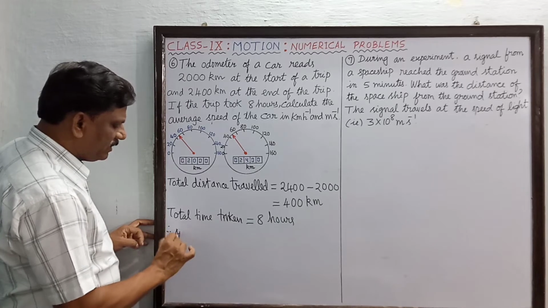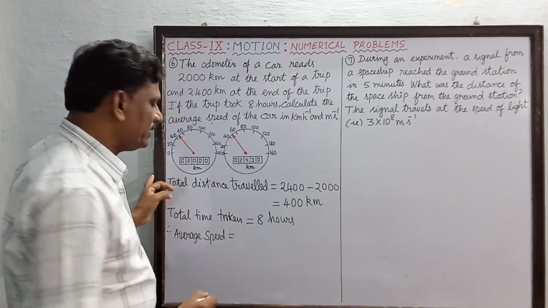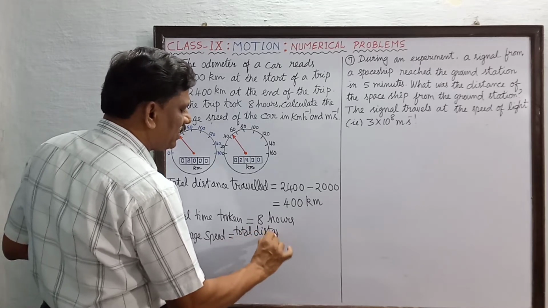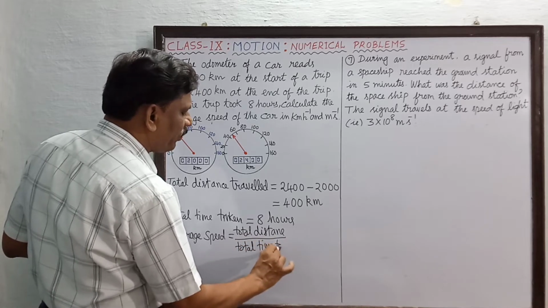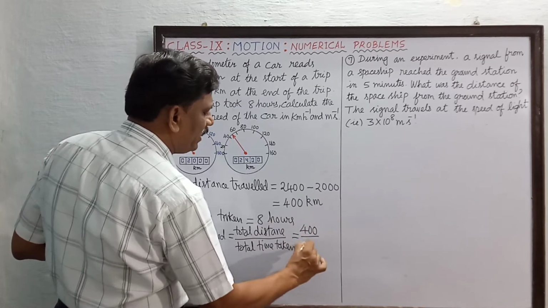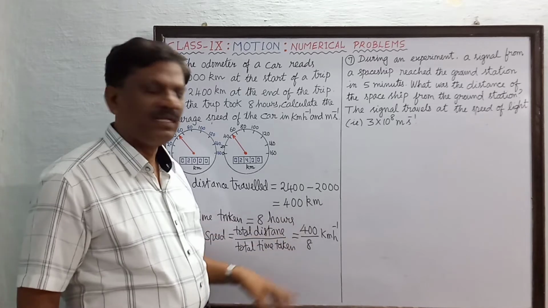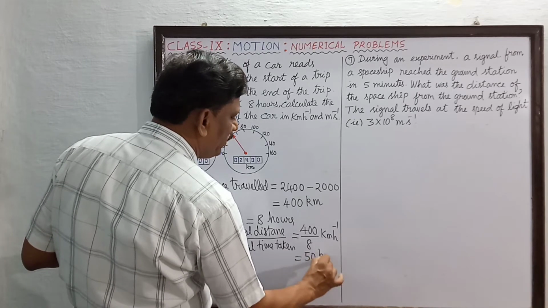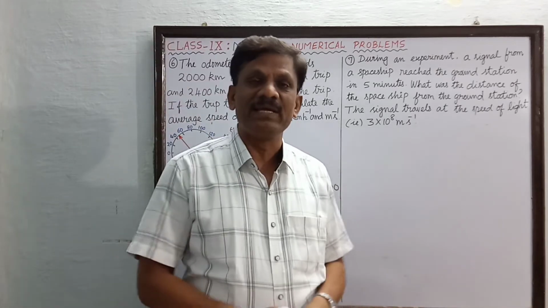Therefore, the average speed. So what is the definition of average speed we have studied in the class? It is the total distance divided by the total time taken. So what is the total distance in kilometer? It is 400 divided by 8, and the unit is kilometer per hour. So 8 fives are 40. Therefore 400 by 8 is equal to 50. So this is equal to 50 kilometer per hour. So we have calculated the average speed in the first unit, namely kilometer per hour.